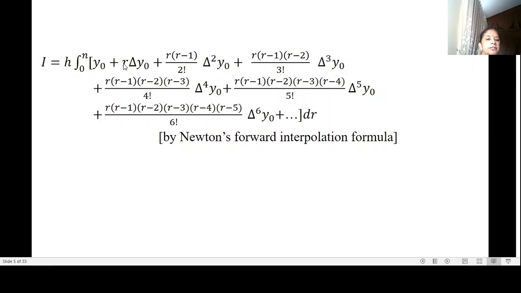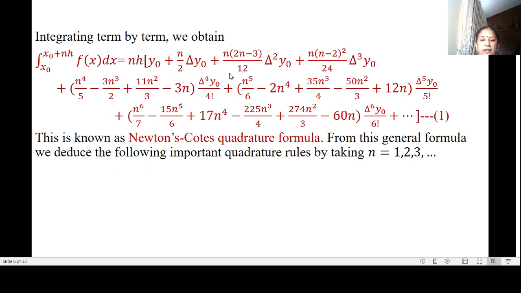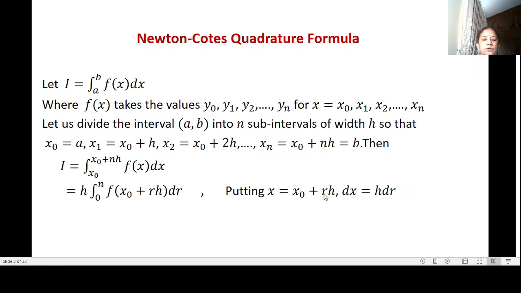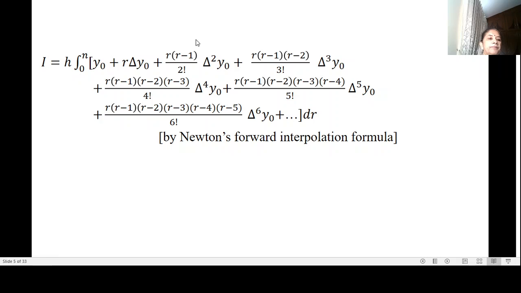Now in Newton's forward difference interpolation formula, we used p: y0 plus p into delta y0 plus p into p minus 1 divided by 2 factorial into delta squared y0. Isn't it? Why did we take r here? One second. See here, instead of x is equal to x0 plus ph, we have taken x is equal to x0 plus rh. Therefore, when we substitute Newton's forward difference interpolation formula, we get the integral I is equal to h into integral from 0 to n of y0 plus r times delta y0 plus r into r minus 1 divided by 2 factorial into delta squared y0 etc. Okay.